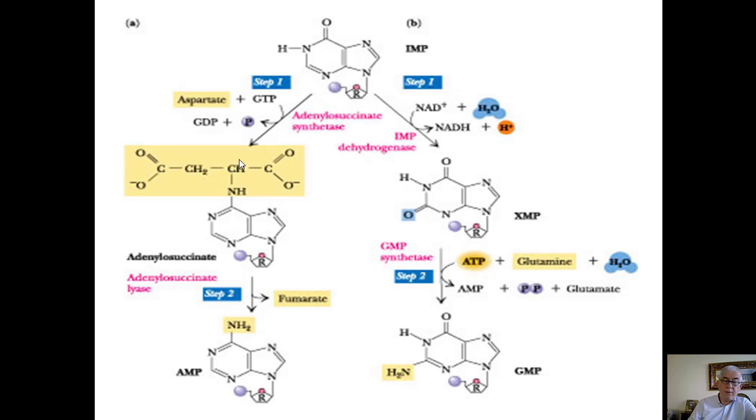After that AMP can go to ADP or ATP. GMP also goes to GDP or GTP. It is possible.